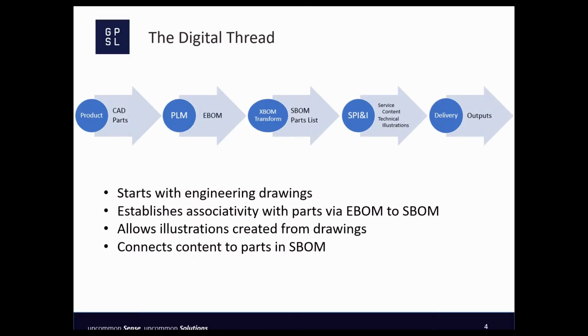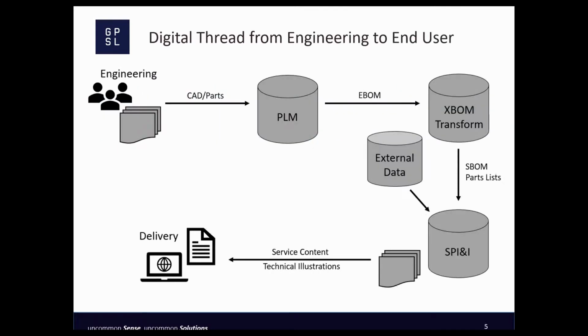So we're talking about the digital thread today. Well, what is the digital thread? The digital thread is connecting the engineering data for a product to the associated service or training content. So we're linking the design drawings and bill of materials to the documents and illustrations delivered with the product or used to service and train on that product.